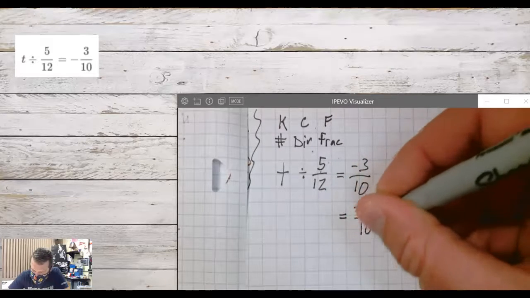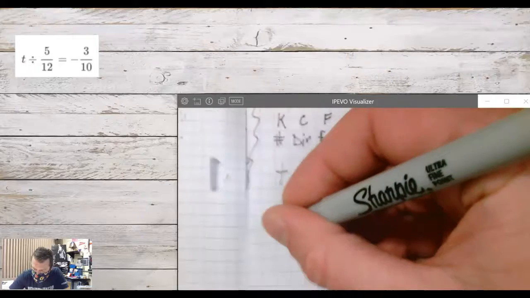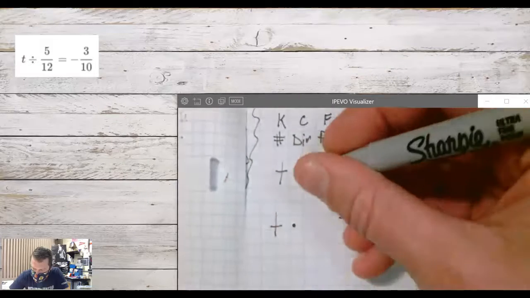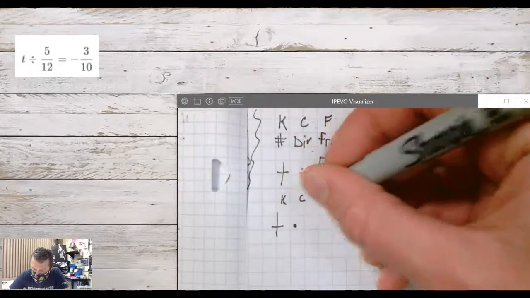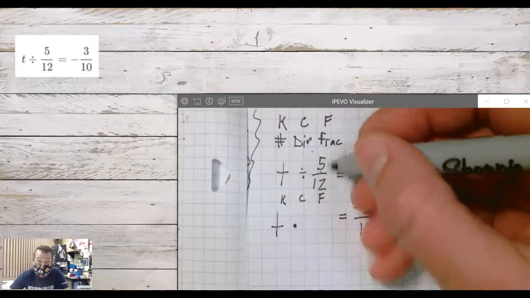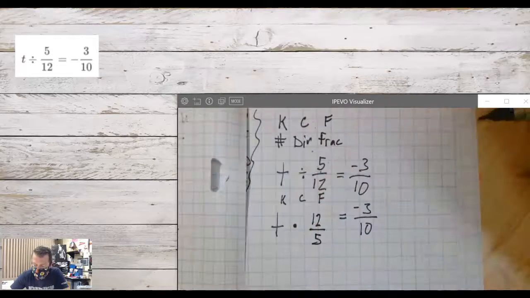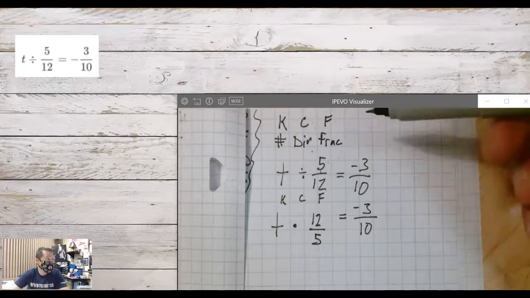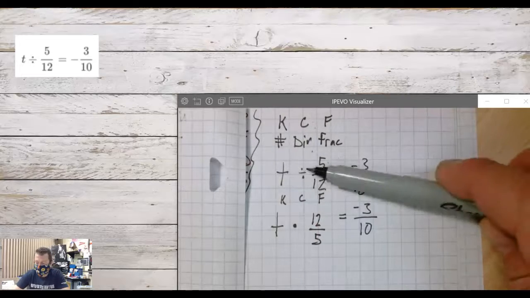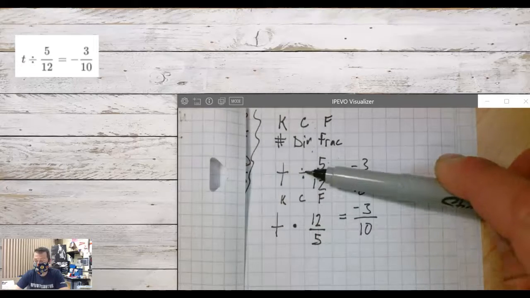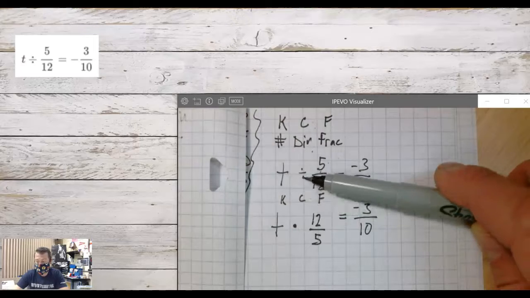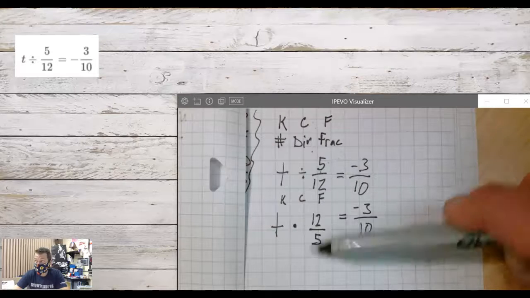So negative 3/10 t divided by turns into multiply because we're going to keep, change, flip. And this fraction, 5/12, becomes 12 over 5. Are we comfortable with how we apply keep, change, flip to turn division into multiplication? And because we switched the operation, we have to flip the fraction.